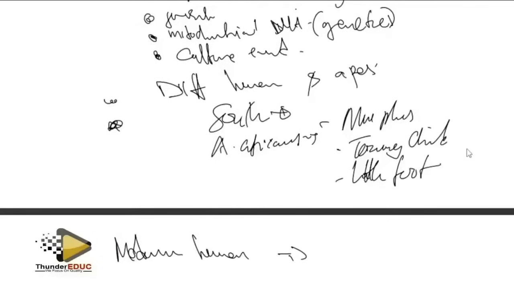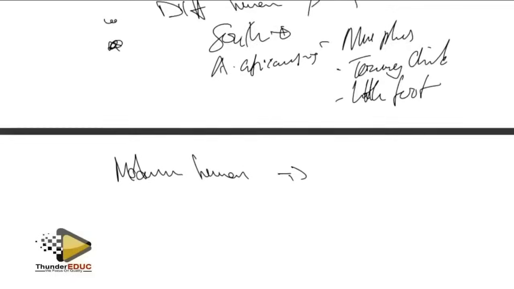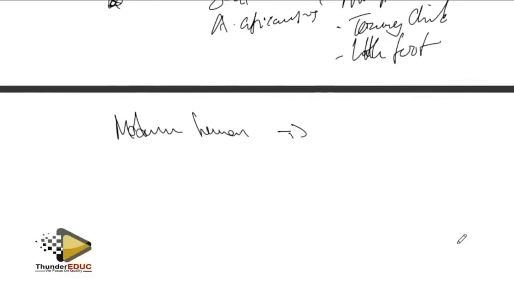Give three evidences to support the out of Africa hypothesis. That is fossil evidence, mitochondrial DNA, and cultural evidence. Now, remember I said that this can come in the six mark. Yes? So how do I use cultural evidence? How do I use the mitochondrial DNA? How do I use fossil evidence to do this?